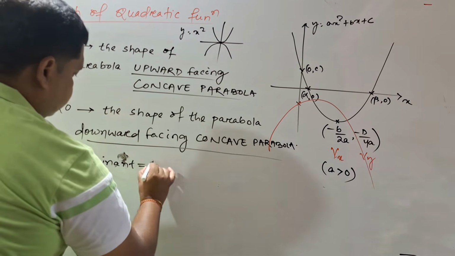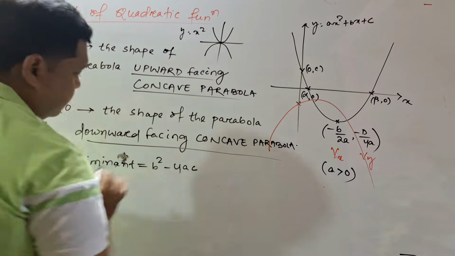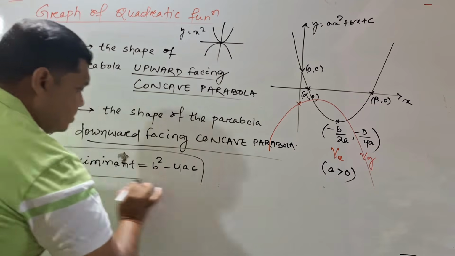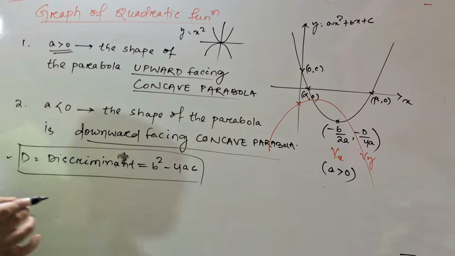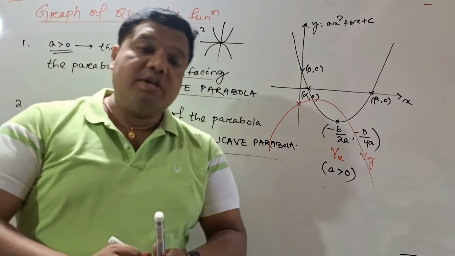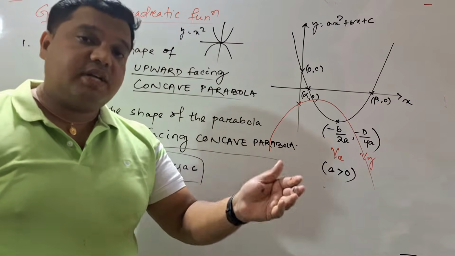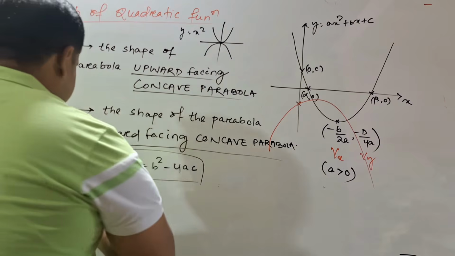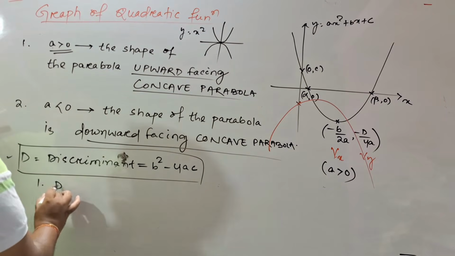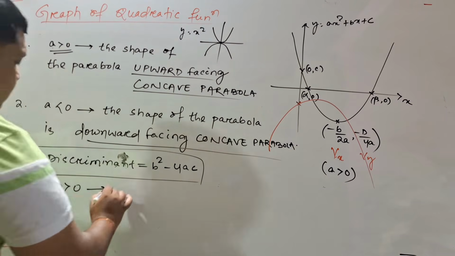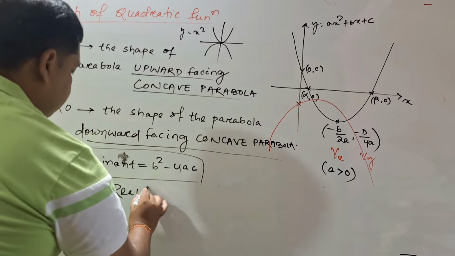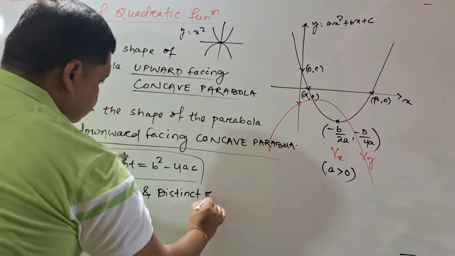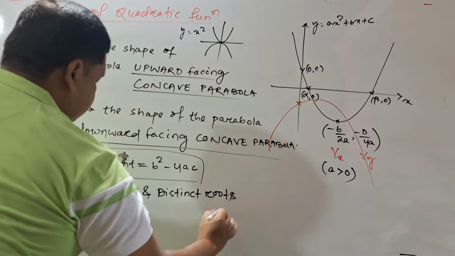Discriminant means b square minus 4ac. Discriminant normally describes the nature of the roots. Nature means whether you will get real roots or imaginary roots, real and distinct or real and equal. Now when D is greater than 0, I will get real and distinct roots, meaning separate values.